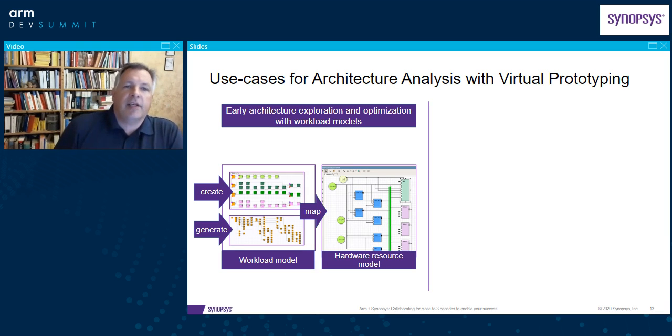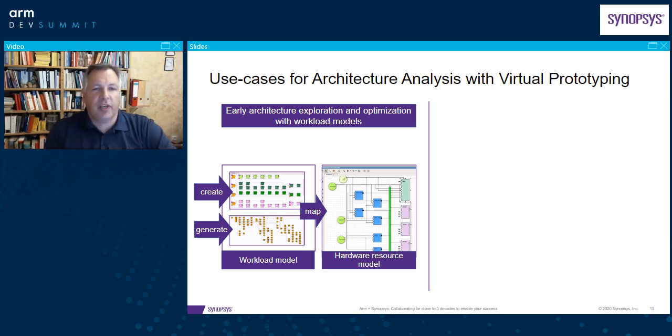So let's take a look at the use cases for early architecture exploration using virtual prototypes. What you see here on the left-hand side is one of these very early explorations where most of your hardware is not fixed yet, so you don't know which processor maybe to take, or accelerators, what memory systems, interconnects you're going to need. So all of that is not fixed yet.